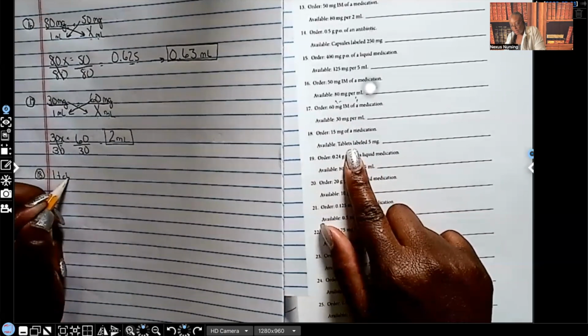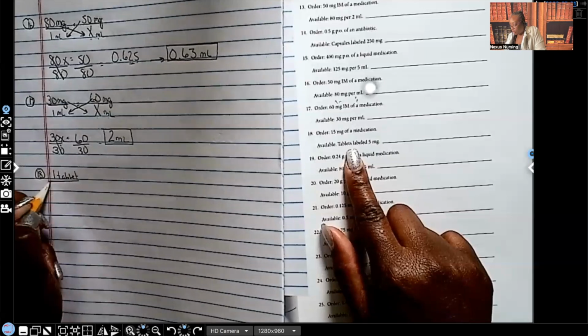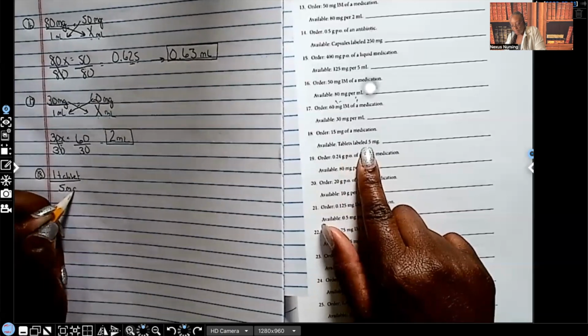It says, what's ordered? 15 milligrams of a medication. Available, tablets labeled 5 milligrams. Let's start with what is given together. We are not going to separate them. 1 tablet is equal to 5 milligrams, right?